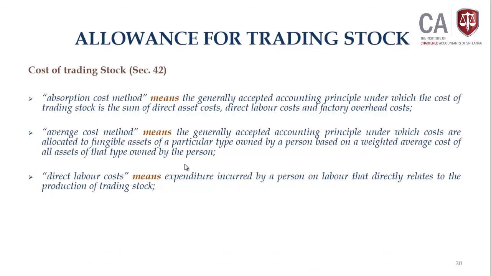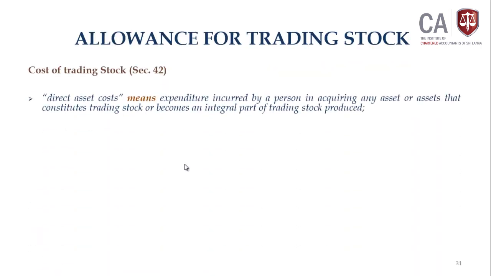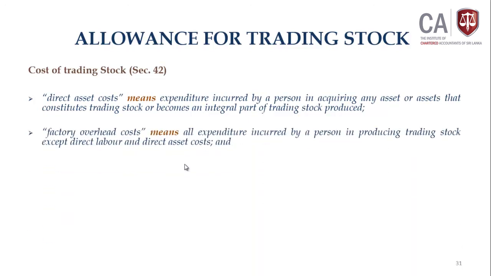Direct labor cost means the expenditure incurred by a person on direct labor that directly relates to the production of trading stock. Direct asset cost means the expenditure incurred by a person in acquiring any asset or assets that constitute trading stock or become an integral part of the trading stock purchase. Factory overhead cost means all the expenditure incurred by a person in producing trading stock except direct labor cost and direct asset cost.